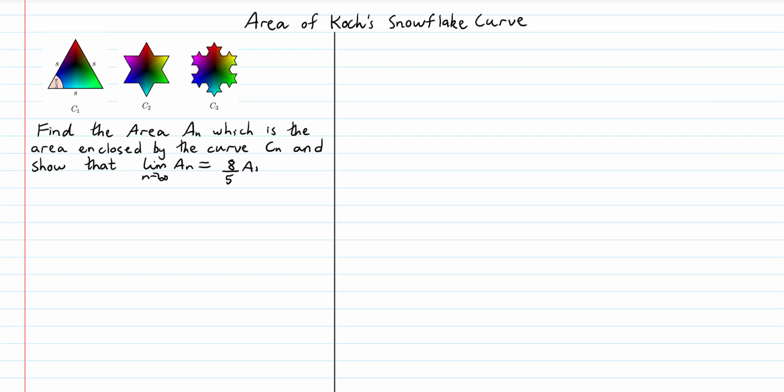So what we're going to do is find the area, A_n, which is the area enclosed by the curve C_n, and show that the limit as n tends to infinity of A_n is equal to 8/5 times A_1. So we'll start by finding the area enclosed by the curve C_1, which is given by A_1.